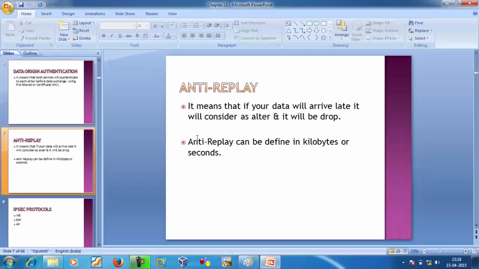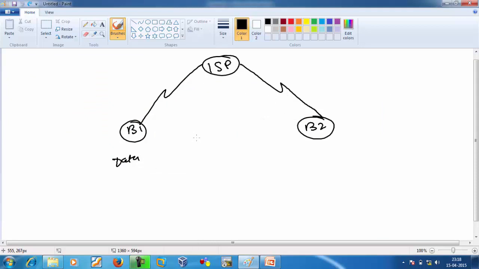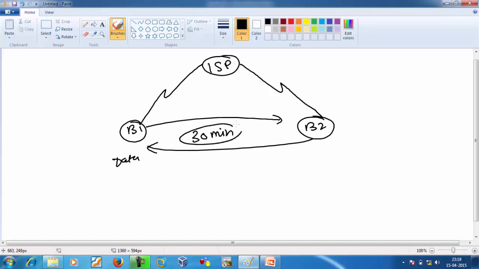Next is anti-replay. Anti-replay means that if your data arrives late, it will be considered altered and it will be dropped. Anti-replay can be defined in kilobytes or seconds. Now what happens when both peers communicate to each other? We will define a lifetime. When branch 1 communicates to branch 2 or branch 2 communicates to branch 1, you will communicate for 30 minutes.